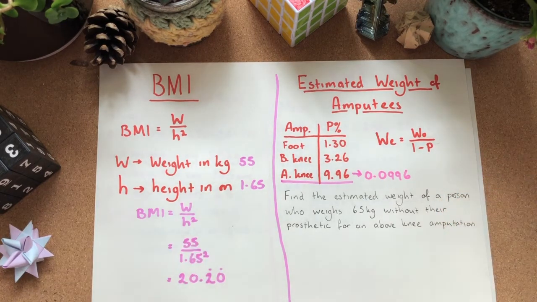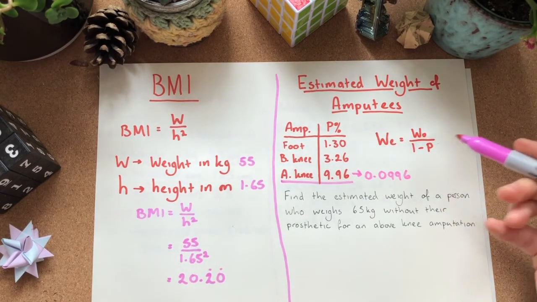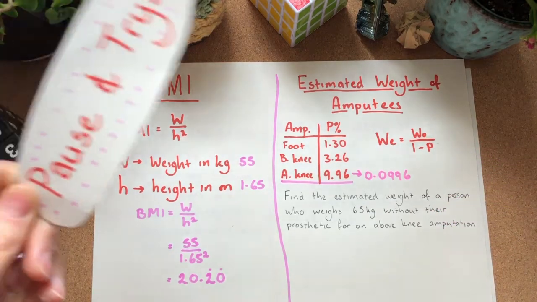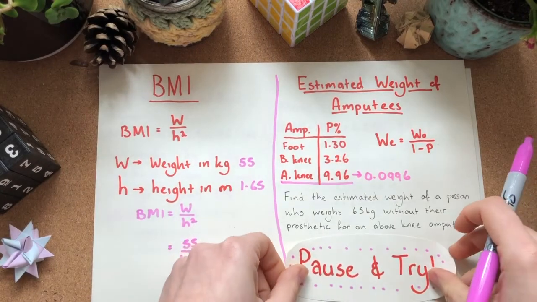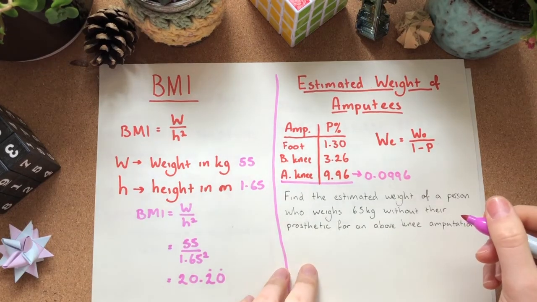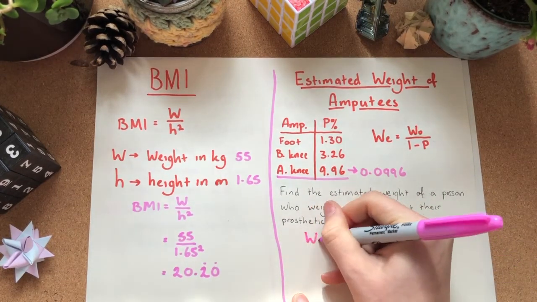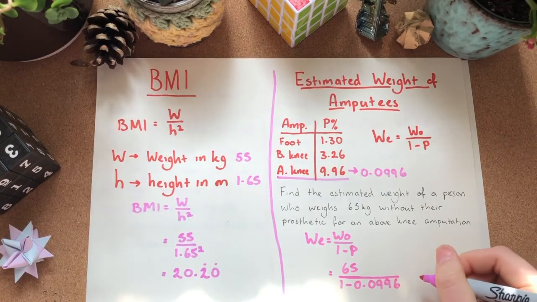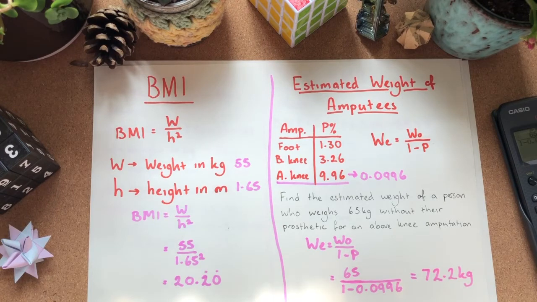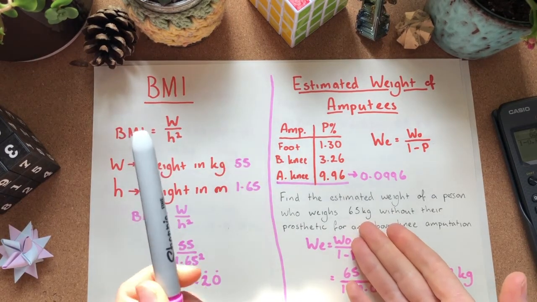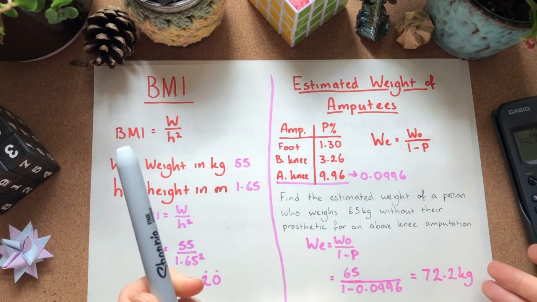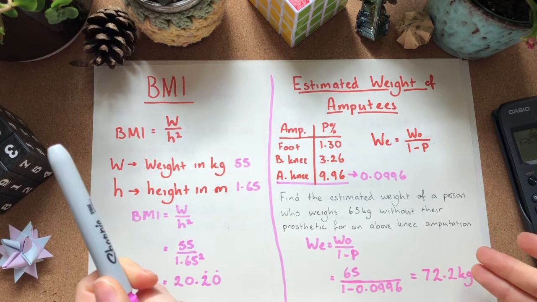I will give you guys just a minute, and I would like you to try and work out the estimated weight of this person if they did not have their amputation. Okay, let's do it. So y'all know me, I'm going to write out the formula again. Let's get the numbers in there and slam that into a calculator. And we can just do a little bit of a common sense check here. If this person weighed 65 kilograms with their amputation, would it make sense for them to weigh about 72-ish kilograms before they had the amputation? Yeah, I think that works out.